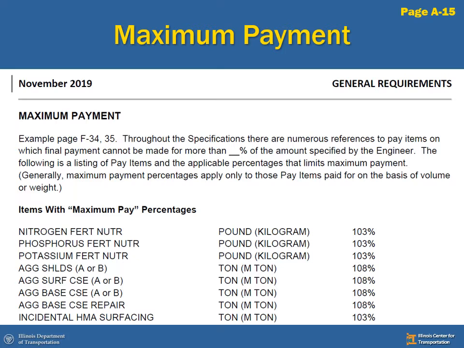Here's a snapshot of the top half of page A15 in the doc guide. Maximum payment. Examples are on F34 and F35. Here we can see items with maximum payment. We have fertilizers, we have aggregate materials. Here's some HMA. The center column would be their pay units, and the final column would be that maximum payment amount. But what does it mean when I have a maximum payment?